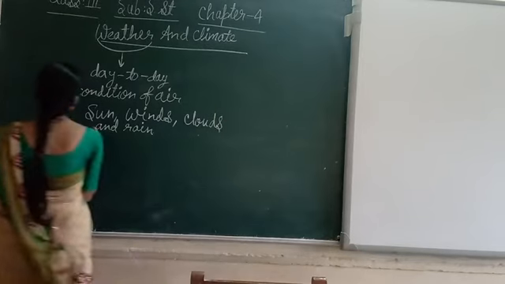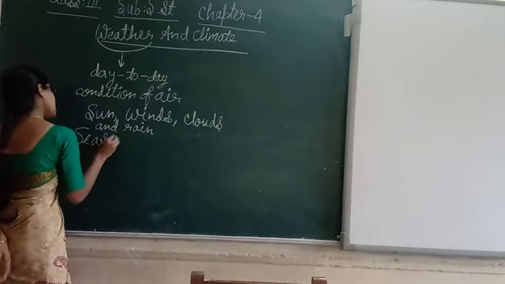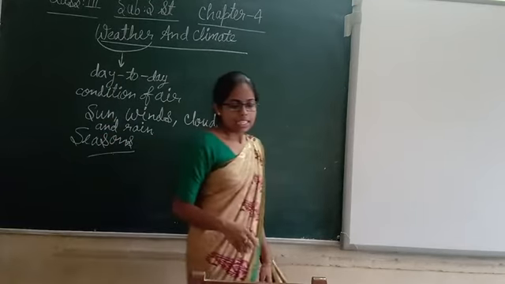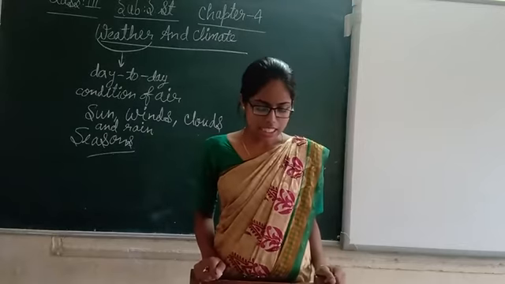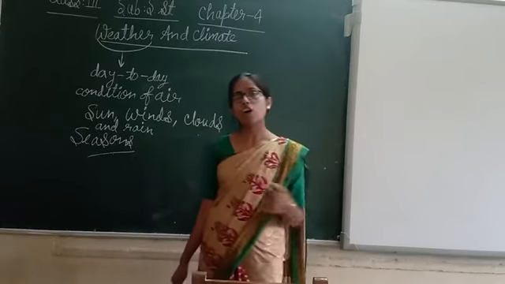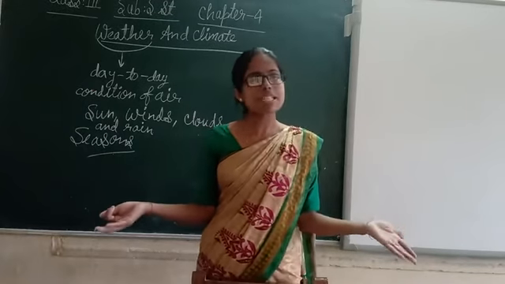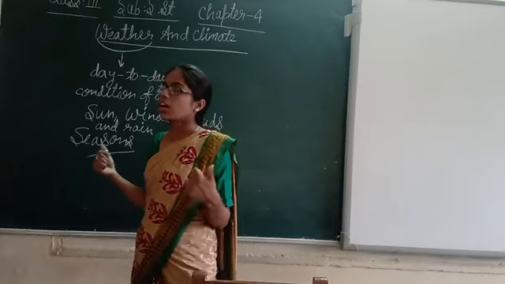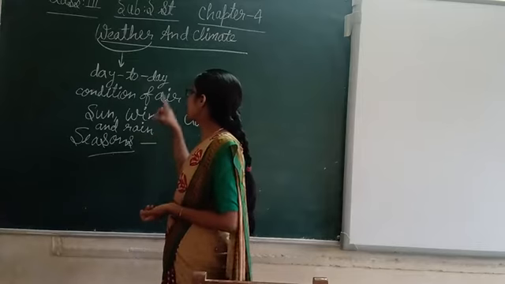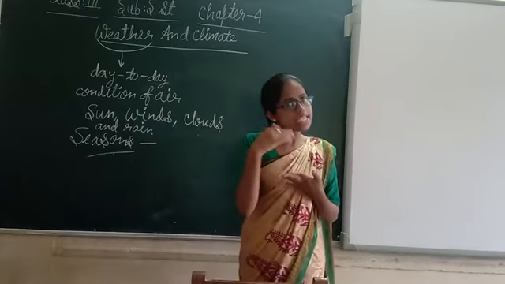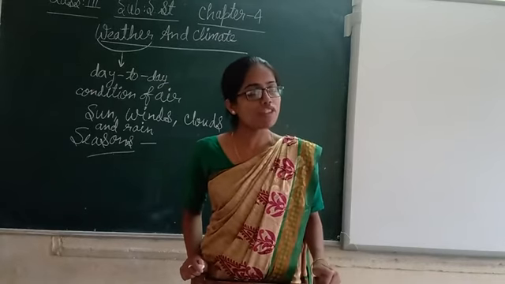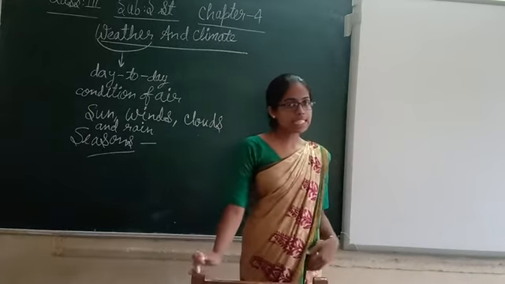Now if we talk about the seasons, what are different seasons and what is the meaning of these things? Let's study. When the weather remains more or less the same for a few months in a year, we call it a season. We say that this is summer season or rainy season or winter season. Because the weather remains the same for a few months of the year.